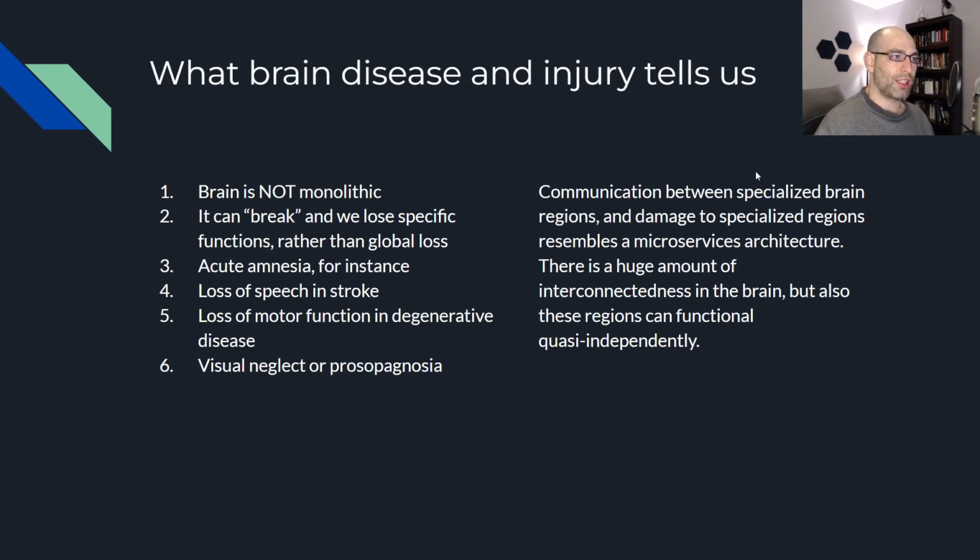So all of this interconnectedness in the brain, but also the brain regions can function quasi-independently. So for instance, if you have prosopagnosia, face blindness, you can still see, but you can't recognize faces. There's other kinds of things where you can't recognize an object. I can't remember what it's called, but I was reading about a specific thing where people have lost the ability to recognize specific objects and they can describe it, but they're like, I don't know what that is. I don't know what it's for.